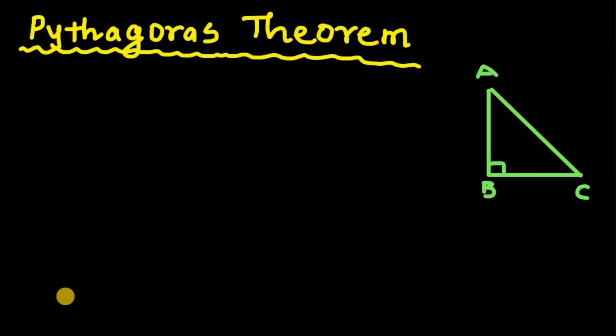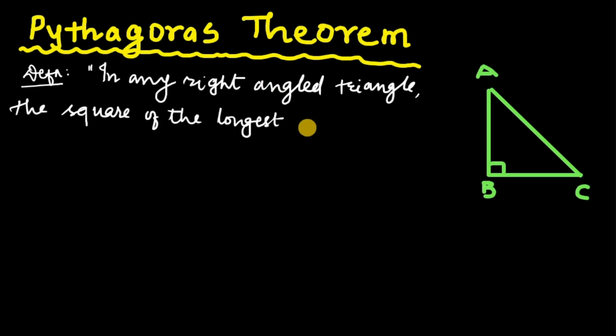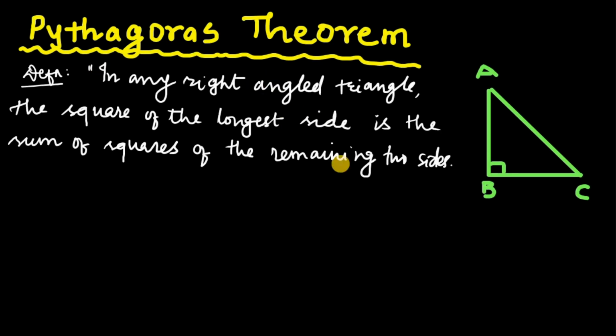Understand Pythagoras theorem. As we know, Pythagoras describes the property of a right angle triangle. So what is the statement of Pythagoras theorem? It states that in any right angled triangle, the square of the longest side is the sum of squares of the remaining two sides. So as you know, the side opposite to the right angle is the longest side.